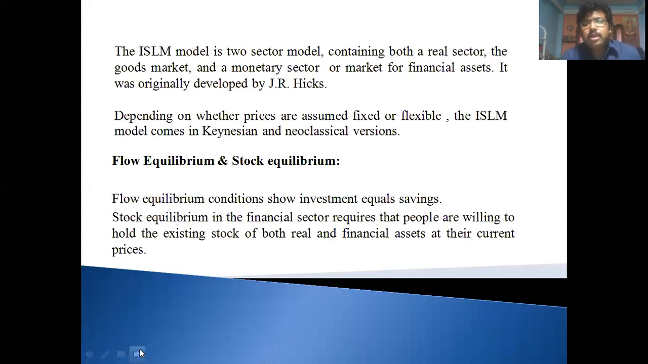Similarly, if flow equilibrium does not exist, say investment exceeds saving, it is known to us that flow equilibrium means investment equals saving. Now I am saying that if investment exceeds savings, the firms lower asset prices to borrow more funds. Stock equilibrium cannot exist either.